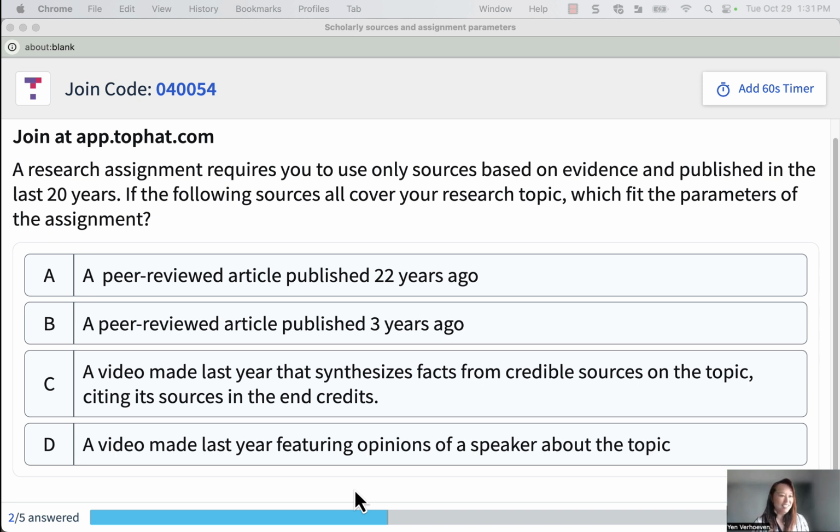What do you think, folks? And again, you can answer in chat and you can answer on Top Hat. Okay, I've got B and C. Anyone else? Keep going. Now, as you notice, this question is a synthesis of two things: both your understanding of what a scholarly peer-reviewed article is, but also assignment parameters and understanding those parameters, okay? We also have an answer B, C, and D. All right, let's see what it is.